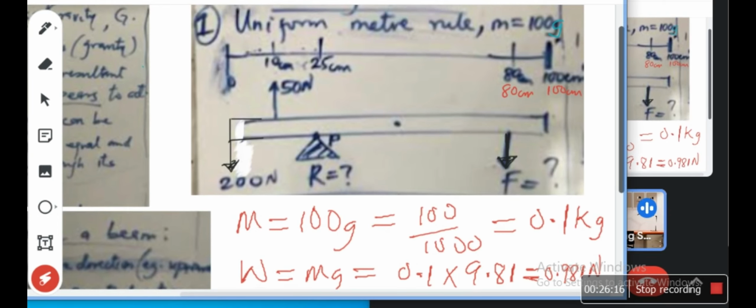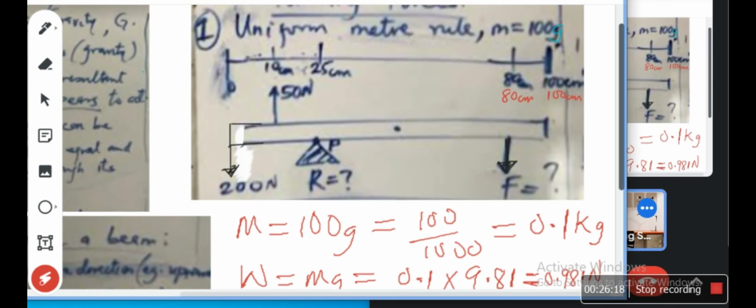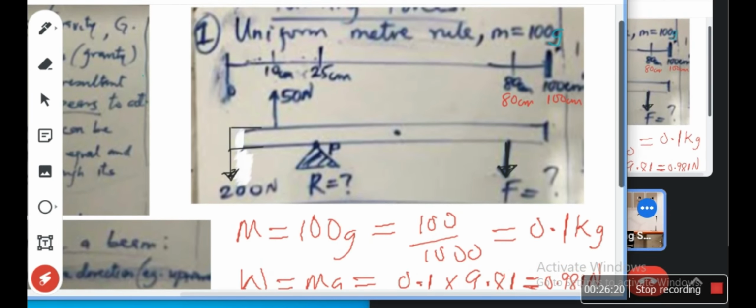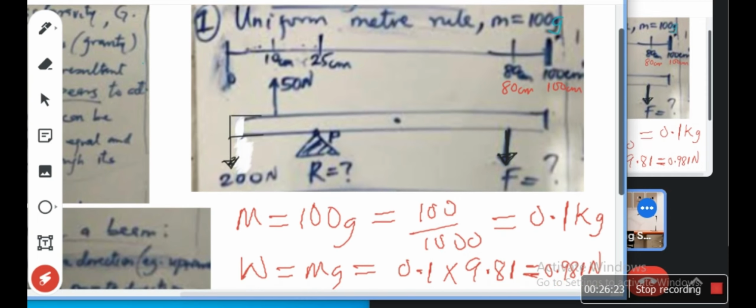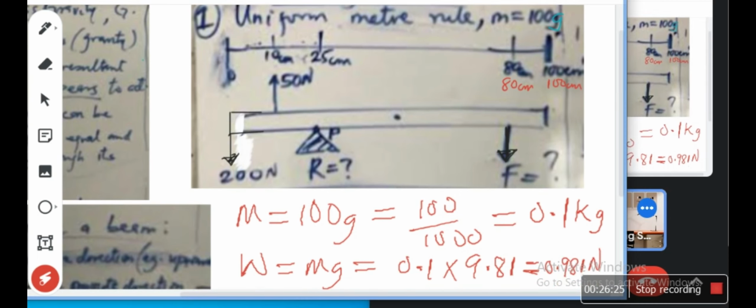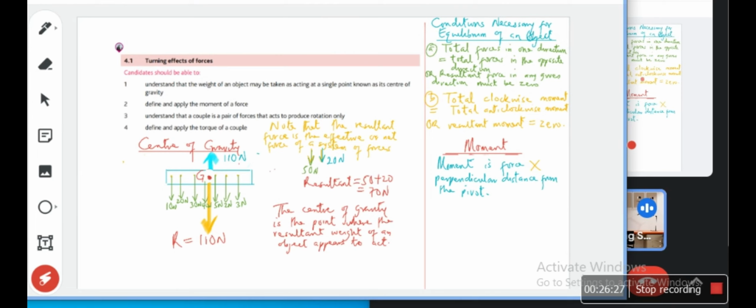Where does the weight of an object act? At its center of gravity. Is that not what we said? Where does the resultant weight act? That's why I started with all of that. If you are looking at the screen, can you read what I just circled here? Hello, Boyo. Can you read what I just circled here?